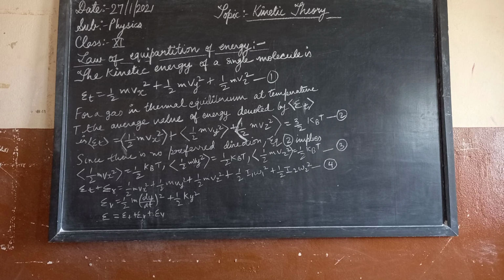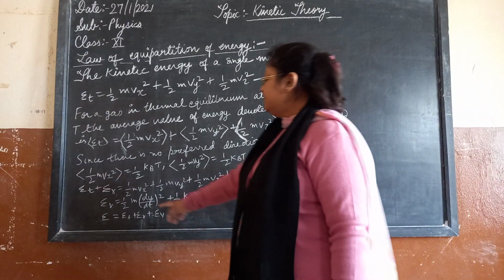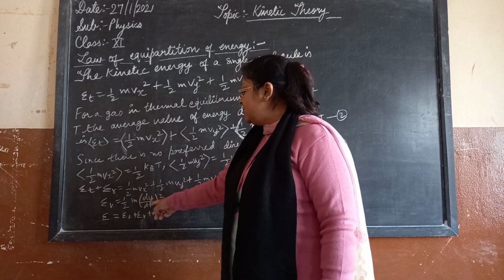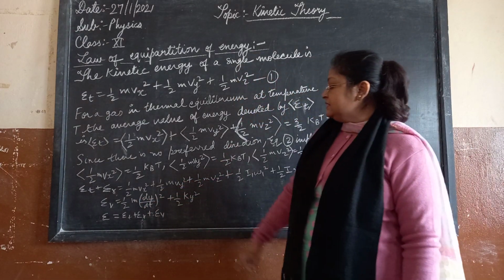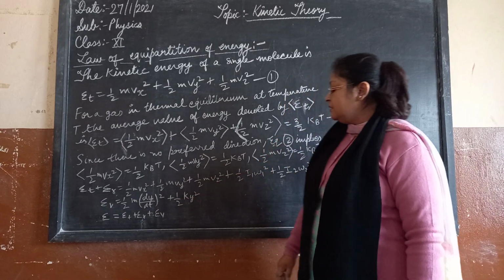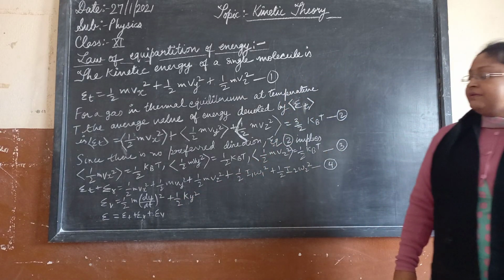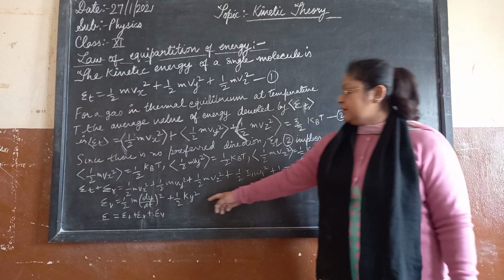Molecules like CO, even at moderate temperature, have a mode of vibration. It oscillates along the intermolecular axis as a one-dimensional oscillator, and contributes a vibrational energy Ev to the total energy, which is given by Ev equals 1 by 2 m (dy/dt) square plus 1 by 2 k y square, which is given by this particular equation.